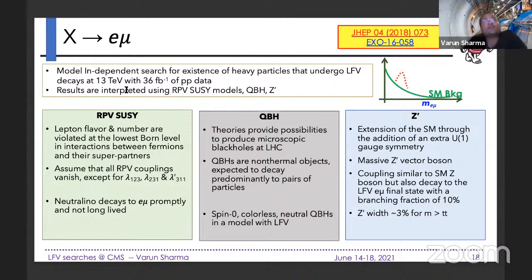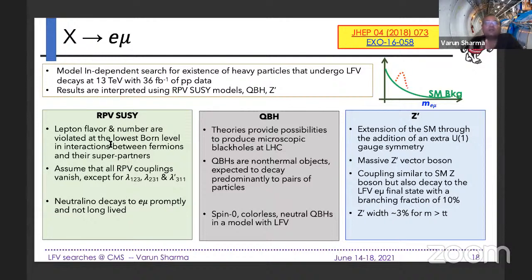The results of this search are also interpreted in different theory models, namely R-parity violating SUSY, where both lepton flavor and lepton number are violated at the lowest order level of interaction between the new fermions and their superpartners.